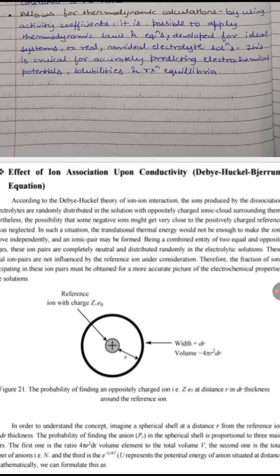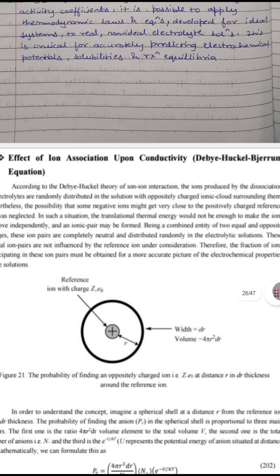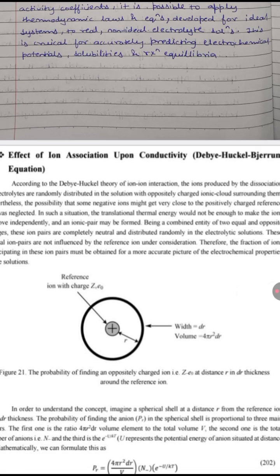Next is allows for thermodynamic calculation. By using activity coefficient, it is possible to apply thermodynamic laws and equations developed for ideal systems to real and non-ideal electrolytic solutions. This is crucial for accurately predicting electrochemical potential, solubilities and reaction equilibria.